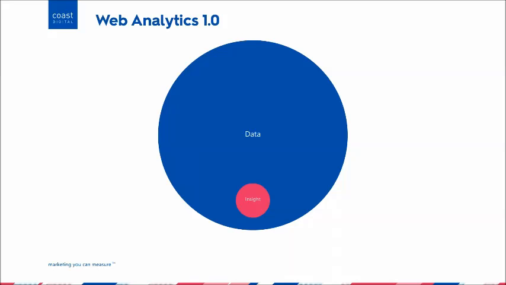Most often what we see is this really big blue bubble, which is data. We've got lots of data and very little insight. That's because Google Analytics and other click data tools are great at telling us the what, but not the why. We know what users are clicking, what pages they're visiting, what they're purchasing, but we don't know the why. And the why is really important. With the rise of big data, we can move away from this Web Analytics 1.0 way of working and move into a Web Analytics 2.0 way of working.